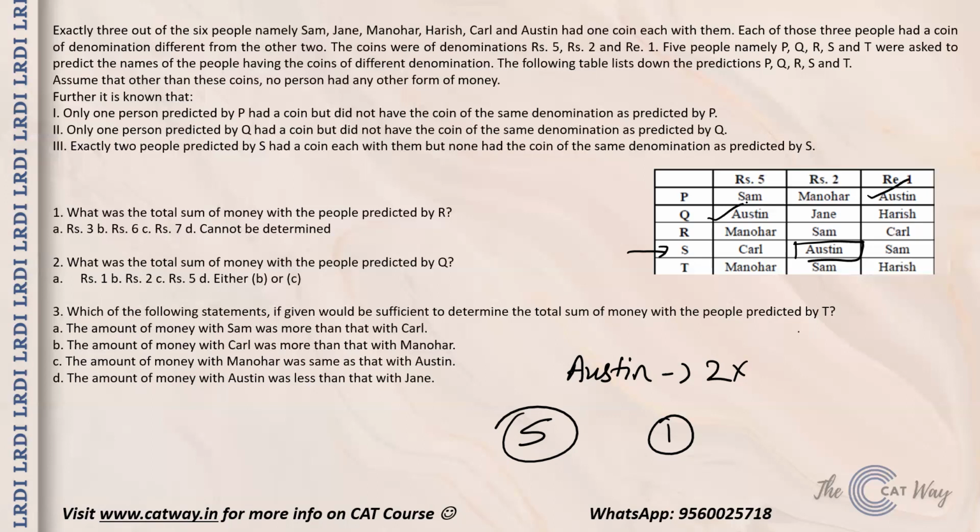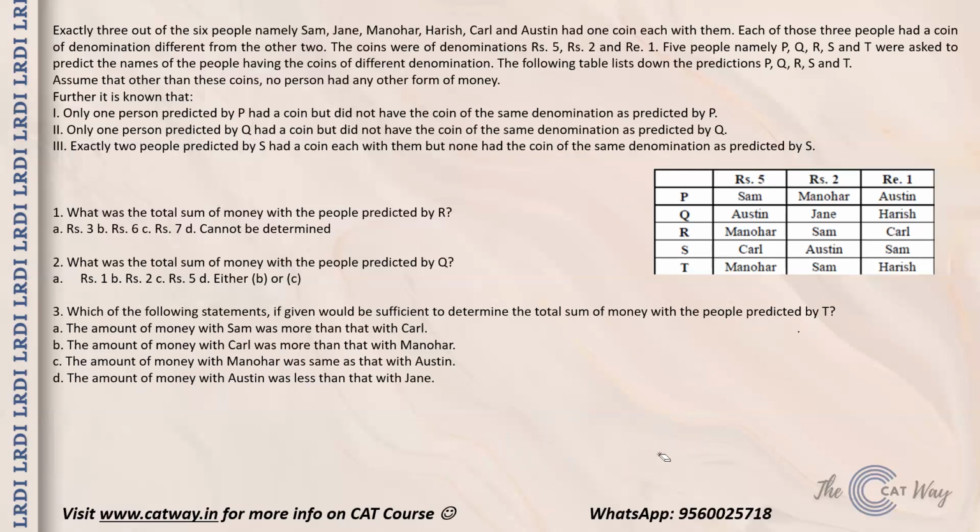Now, if Austin has a 1 rupee coin, then the one person predicted by P has a coin of the same denomination. That is not possible. Similarly, if Austin has a 5 rupee coin, then also the one person predicted by Q has a coin of the same denomination. So Austin having a coin is never a possibility. That means among the prediction of S, the people who have coins are Carl and Sam.